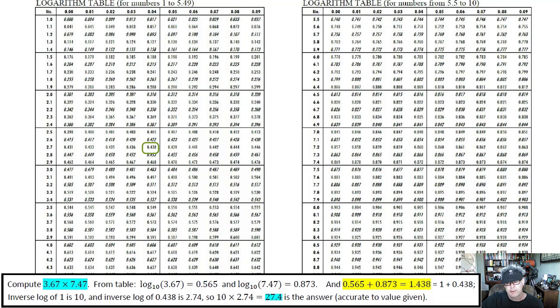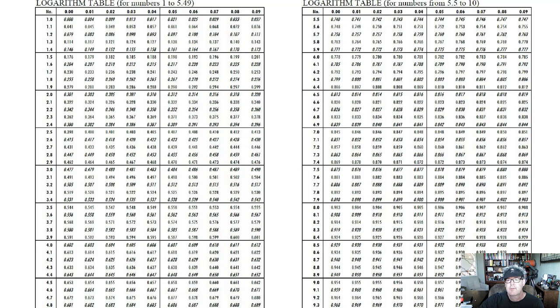So the inverse log of the fractional part, 0.438, is, can't find it, 2.74. So my final answer then is 10 times 2.74, which will be 27.4, which is accurate to the digits listed, but it's not fully accurate, but it is accurate to the 3 significant digits that I gave. So again, not easy, but let's keep going. You're not going to be tested on using a table of logarithms, but hopefully you'll catch on.